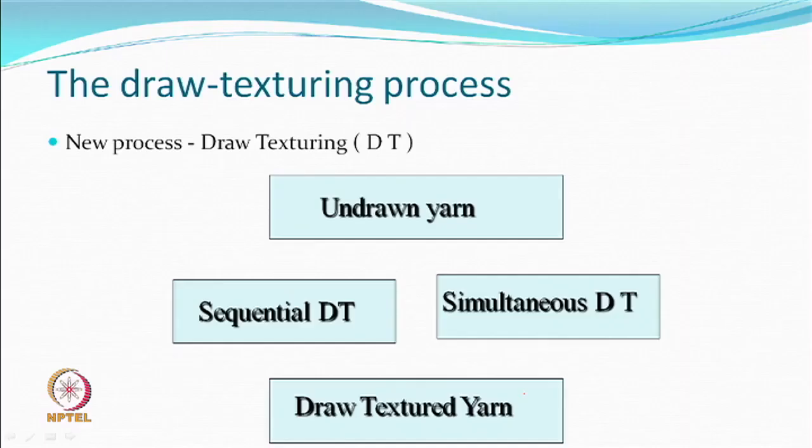So it's a new process, which was obviously different from what people had done before. You can take an undrawn yarn and go through a process called sequential drawing. That means you take an undrawn yarn, have a drawing unit on the machine, and after it has been fully drawn, then you texturize it, and that will be called a draw textured yarn. So on the machine, you will have a drawing unit, and your sequence is first draw, then texturize. So it is called sequential draw texturing.